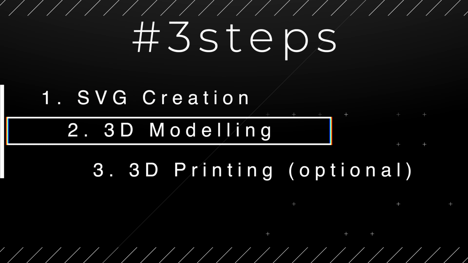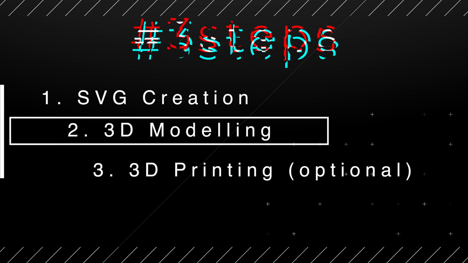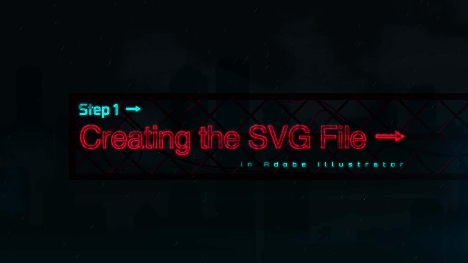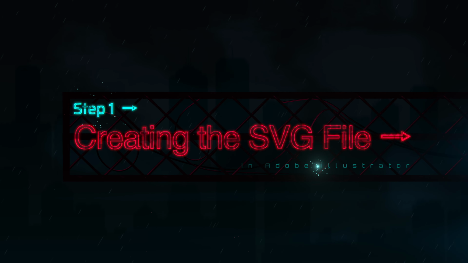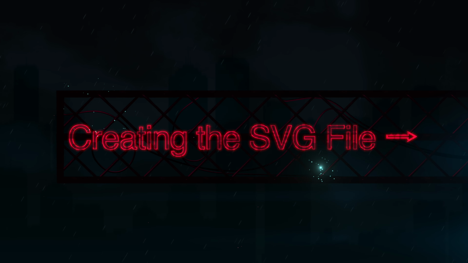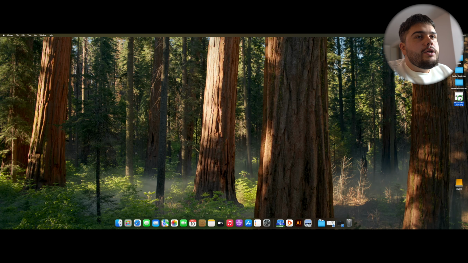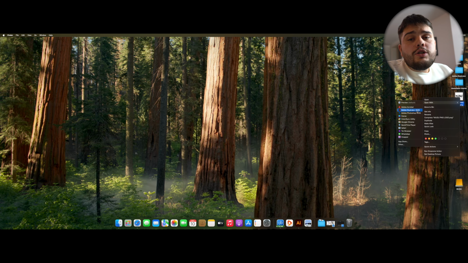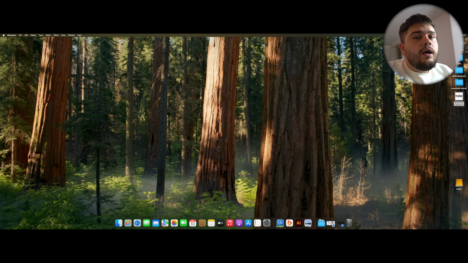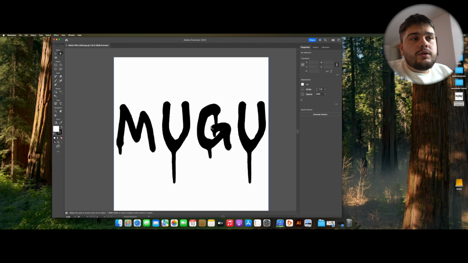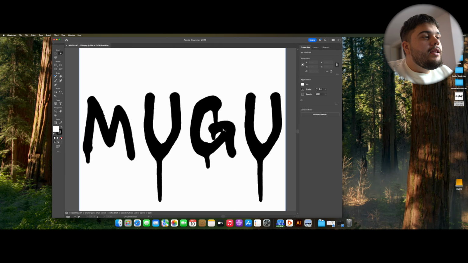There are gonna be 3 steps: SVG creation, 3D modeling, and 3D printing, which is optional. Step 1 is creating the SVG file inside Adobe Illustrator. There are free tools on the World Wide Web. Open your PNG in Adobe Illustrator. You can just Google PNG to SVG and you're gonna find some free tools. So you can do all of this completely for free.